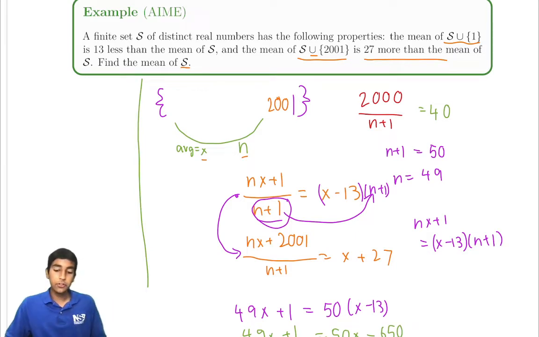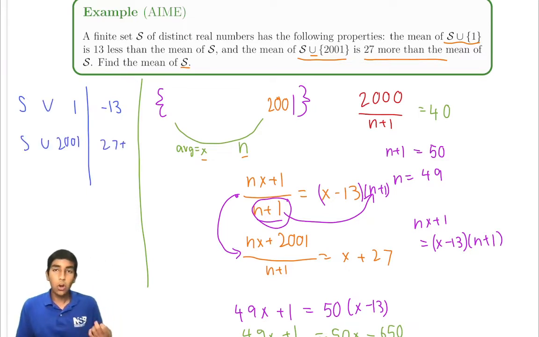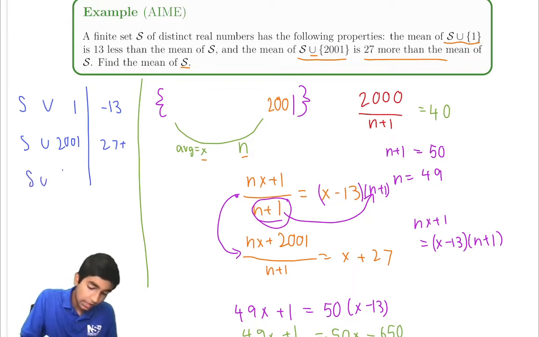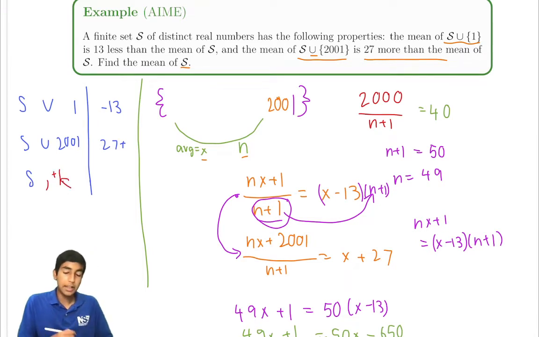So the even more clever solution is to realize that S union 1 is 13 less, and S union 2001 is 27 more. So what if there was some number such that S union k is the same, 0? What if there's some number such that, let's say, we add an element k to the subset S, and when we add that new element, the mean is still the same?